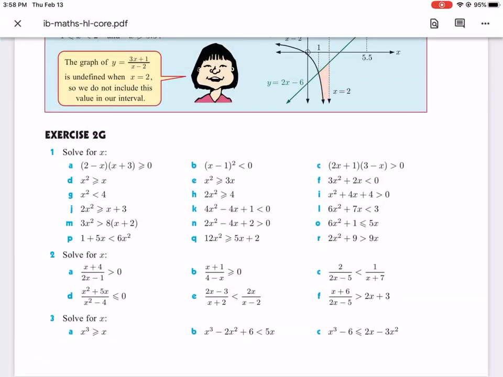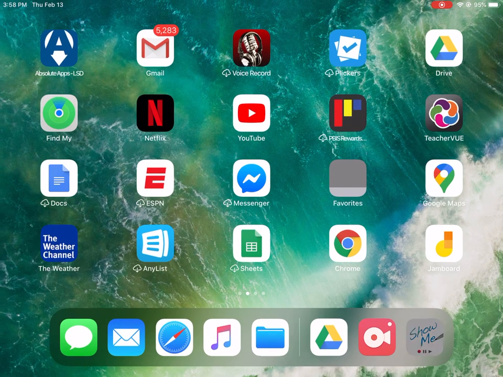2D, 2E, and 2F are all similar because none of them have a C term, right? They have the A and the B, the x squared and the x, but there's no constant. Once again, these problems always give you guys a little bit of trouble in the beginning. So let's just do one together. Let's do 1E. It's similar to D and to F.